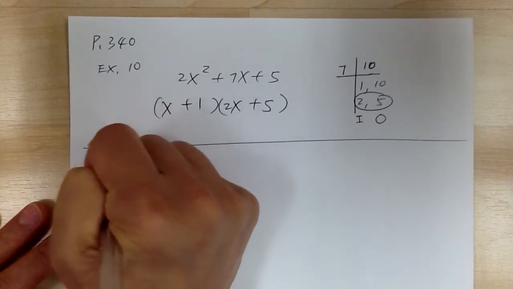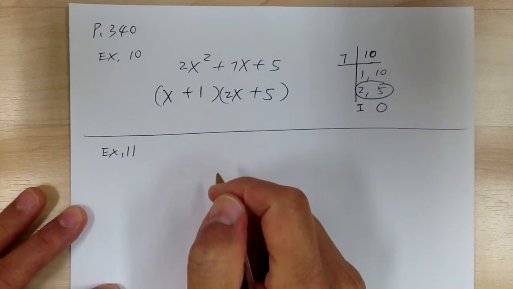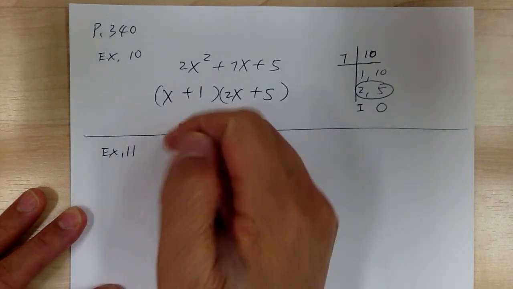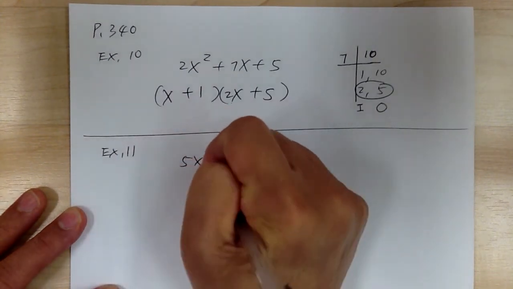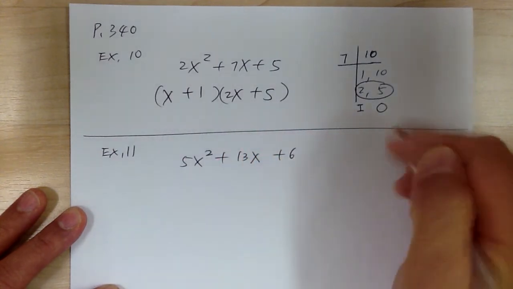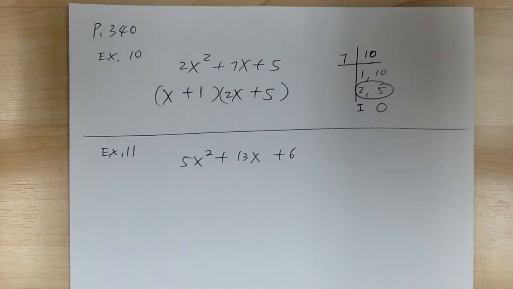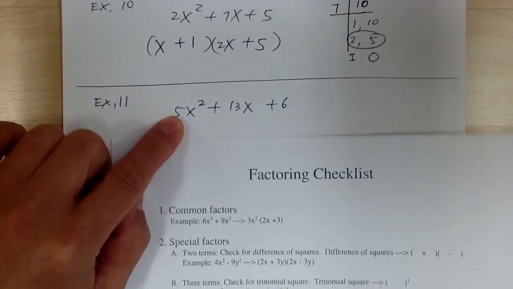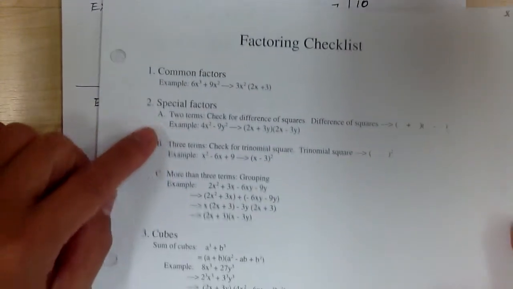Okay, let's go to example 11. You have to factor again. You need to arrange this in correct order first. So it's 5x squared plus 13x plus 6. But you have to go through your steps. Remember, every problem you have to go through your steps. So step 1, common factor. Can you factor anything out? No. So you go to step 2.